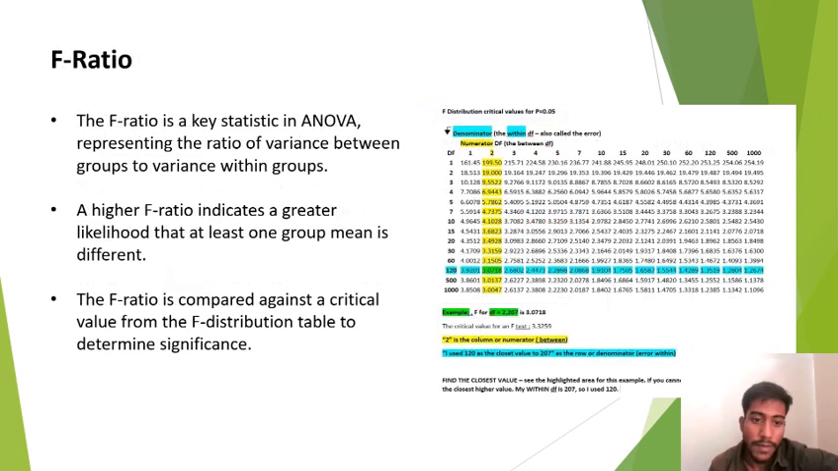Next one is F ratio. This is the important factor in the ANOVA method. The F ratio is a key statistic in ANOVA representing the ratio of variance between groups to variance within groups. A higher F ratio indicates a greater likelihood that at least one group mean is different. The F ratio is compared against a critical value from the F distribution table to determine significance.